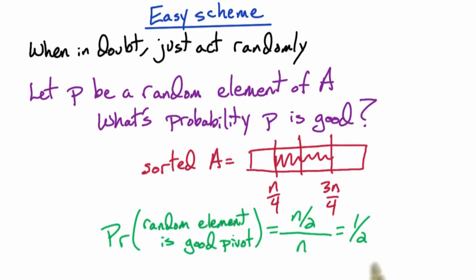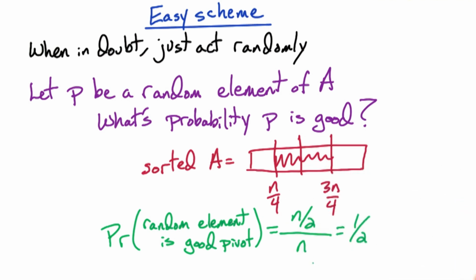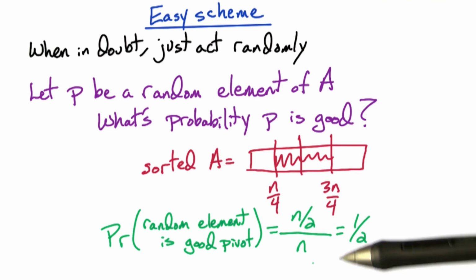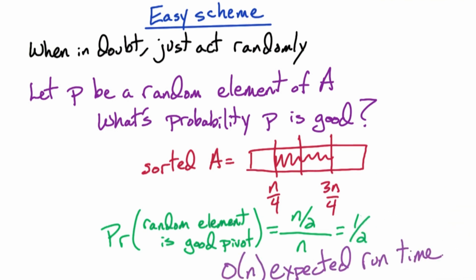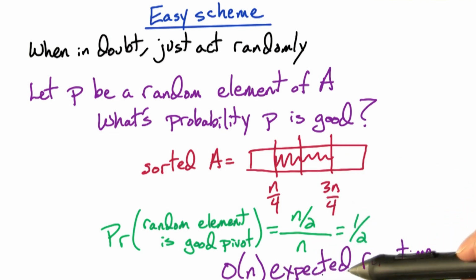I got probability exactly a half of finding a good pivot. So I got probability exactly a half of ending in tails. I keep flipping the coin until I get a tails. Once I get one tails, that's a good pivot, and I stop my experiment. How many times am I going to have to flip the coin until I get a tails? In expectation, twice. So it's going to take me order n expected time to find a good pivot. So the expected runtime of the whole algorithm is going to be order n.